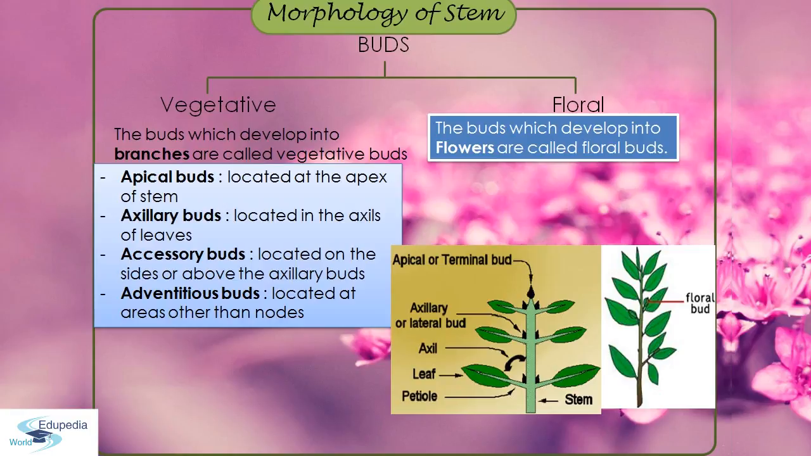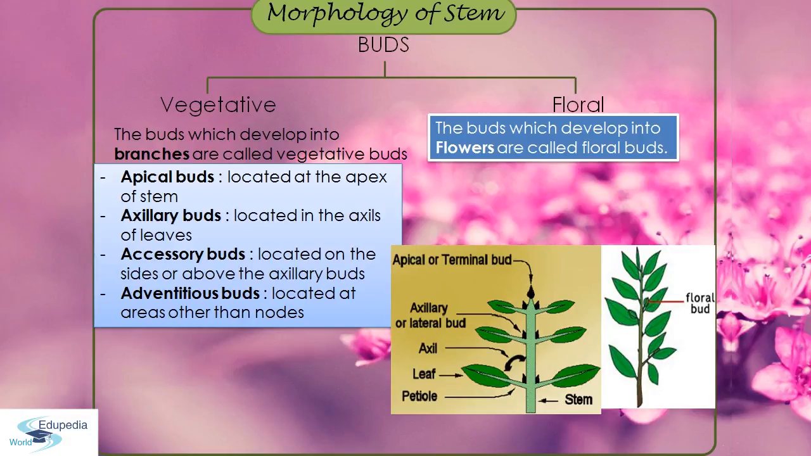See, I told you that buds are of two types. Which are those? First is your vegetative bud and another is your floral bud. The buds which develop into branches are called vegetative buds, and they are divided into 4 types. Which are those? Apical bud, which I have taught you is located at the apex or at the tip of the stem. That is why it is also known as terminal bud. Don't get confused with apical bud and terminal bud because they both are the same.